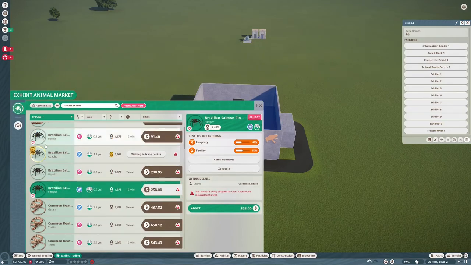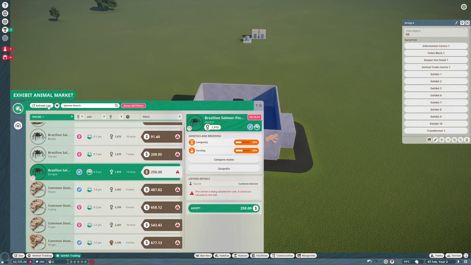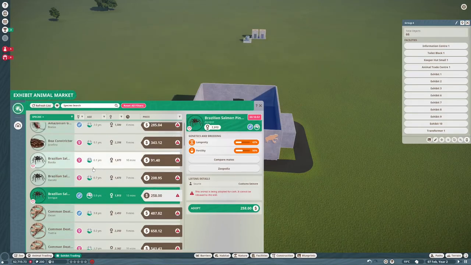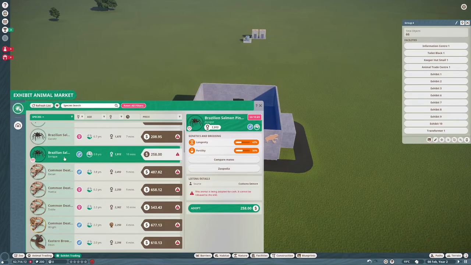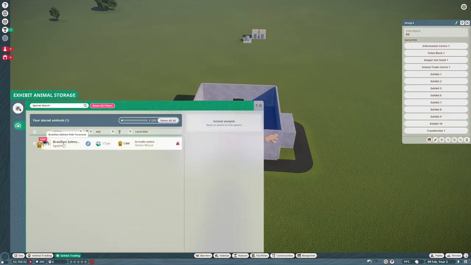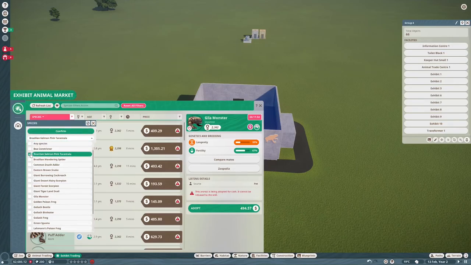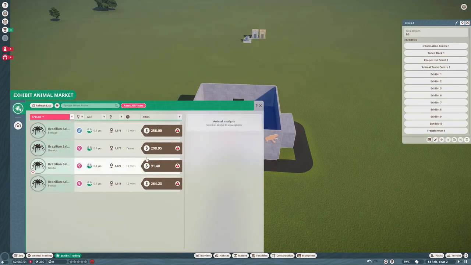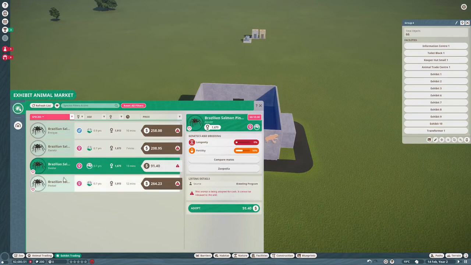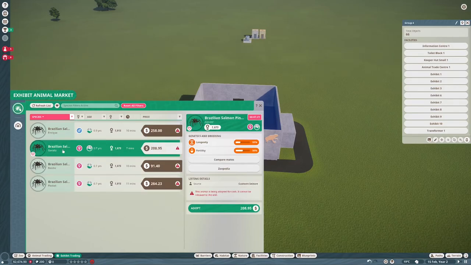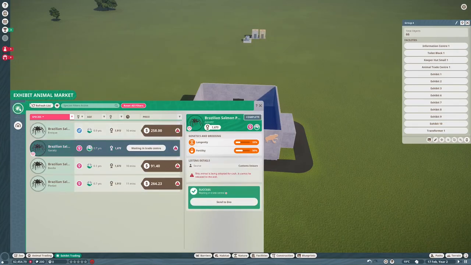And if we can get actually a really good fertile male, I think. What did I just buy? Was it a female I bought? No, it was a male. Right. Let's try and get a really good female. Because if we can get them reproducing quite good, then we can make a lot of money. Okay, so the most fertile we're going to have is 50%. We'll make that work.